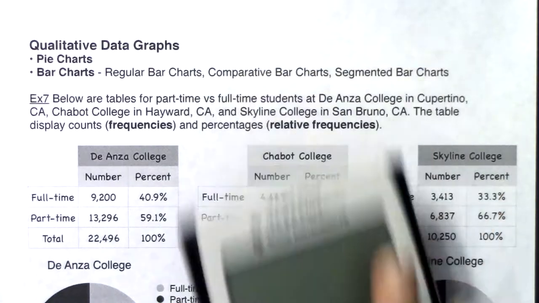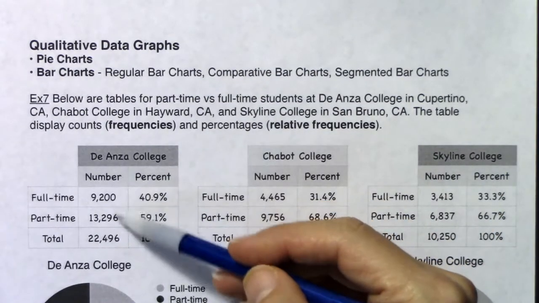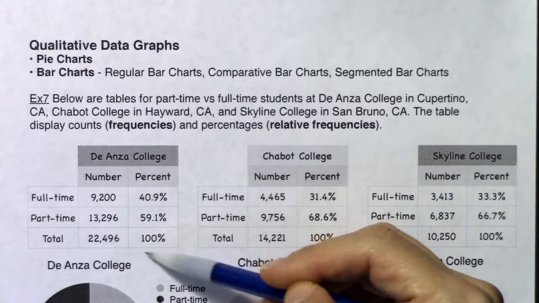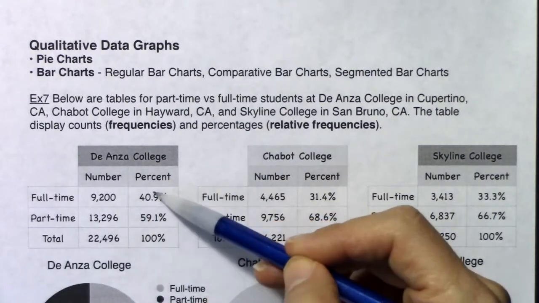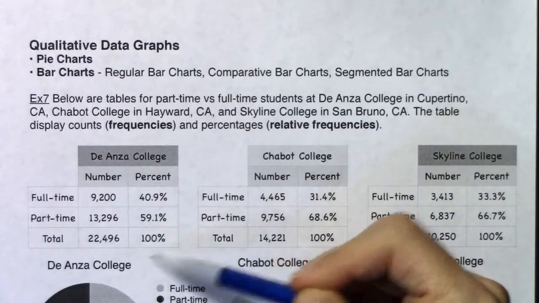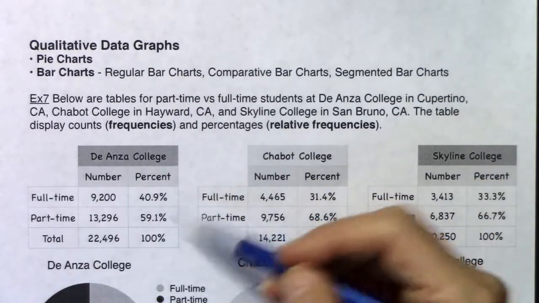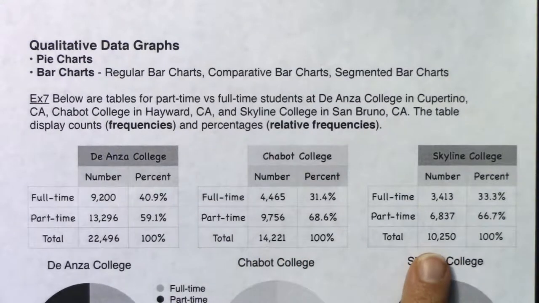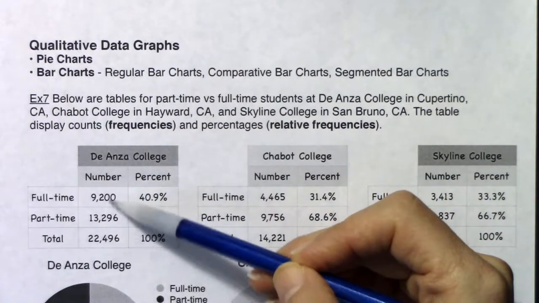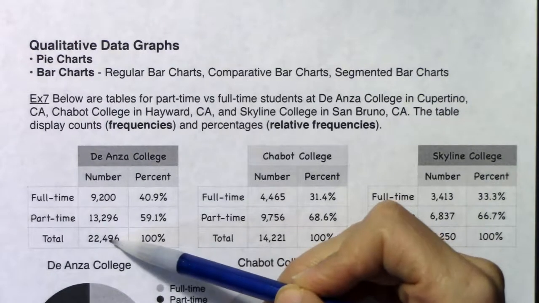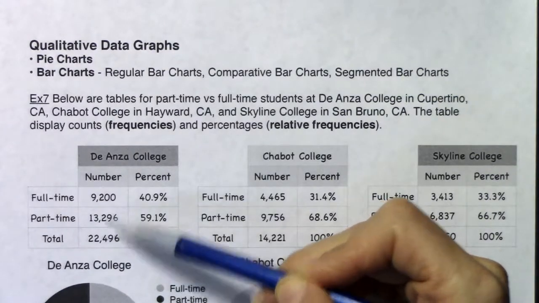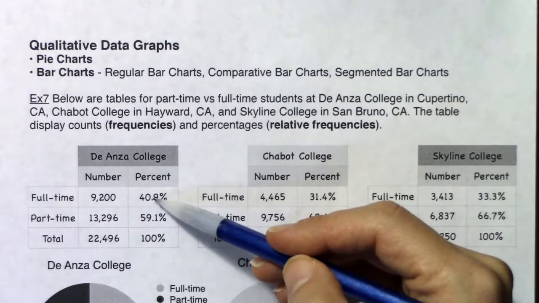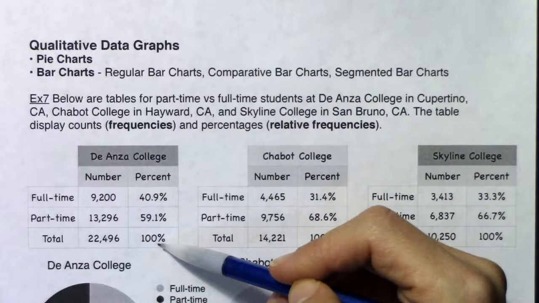All right, so let me turn that off. So we've got De Anza's numbers, right? Frequencies, relative frequencies, whole numbers, proportions, percentages, ratios, fractions, if you wanna turn them into fractions. Here we've got Chabot's frequencies and relative frequencies, and then we got Skyline's frequencies and relative frequencies. Things to take note of, these two frequencies should add up to the sample size, or in this case, the population size. This isn't a sample, this is the entire population. You notice these relative frequencies add up to 100%.